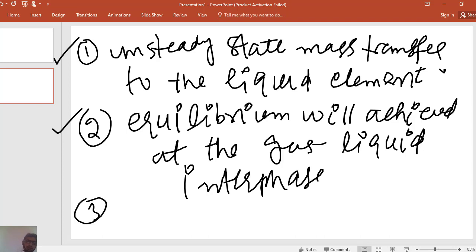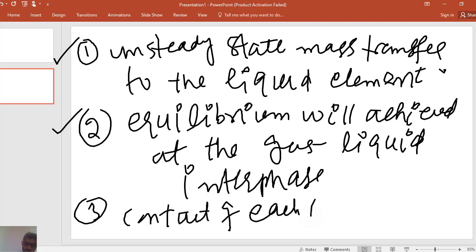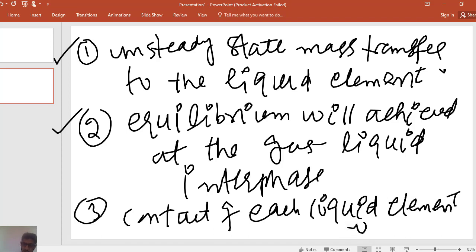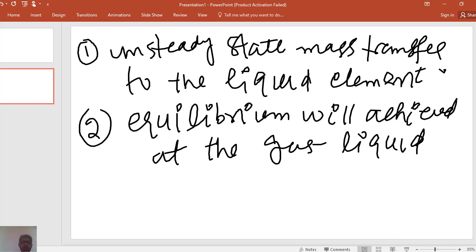And the third assumption is the contact time of each liquid element will be the same. The contact time of each liquid element on the surface of the air bubble will be the same. What is the meaning of these three assumptions?